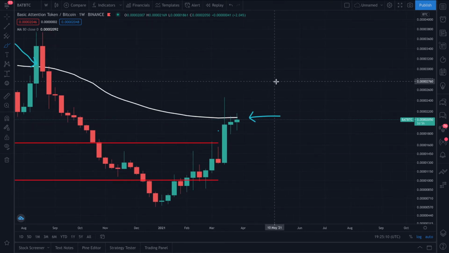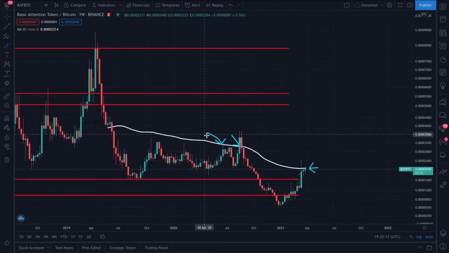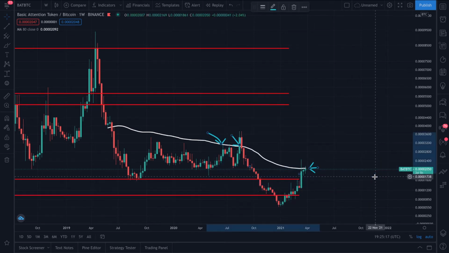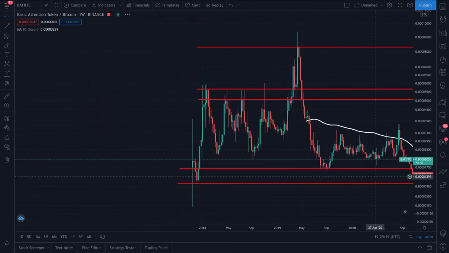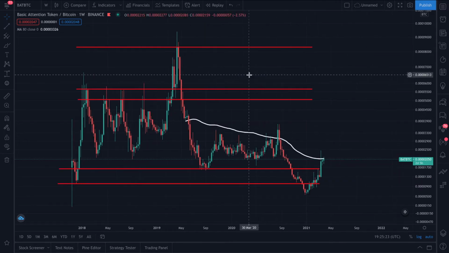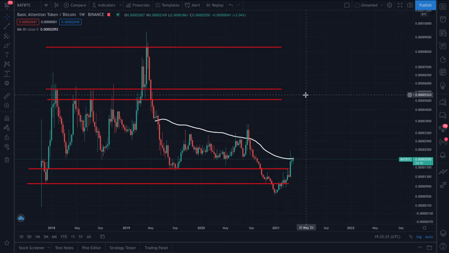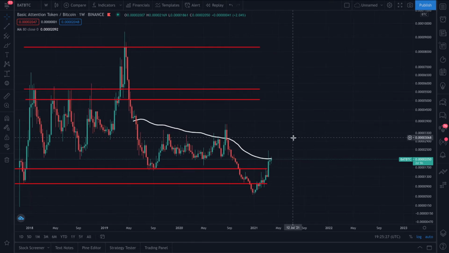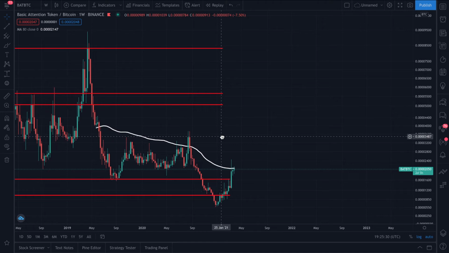But if we do rally above it, we could see a pretty impressive rally, something that we've seen in times past, where we see these monumental shifts in basic attention token, and we might see that again here. That would be quite welcome to see.